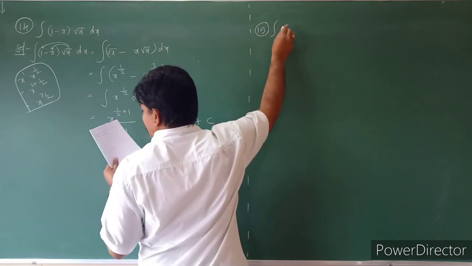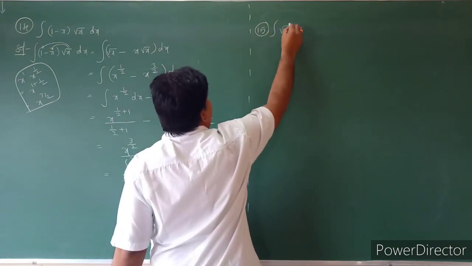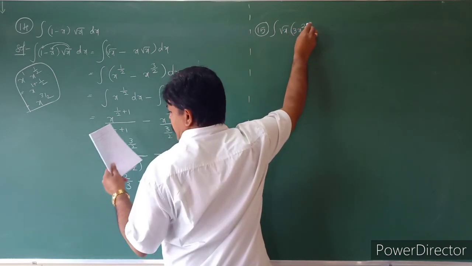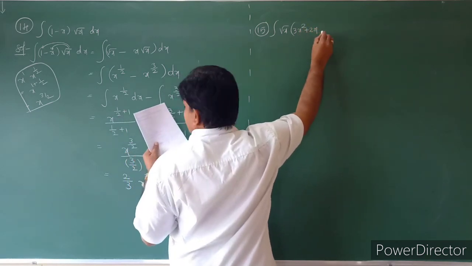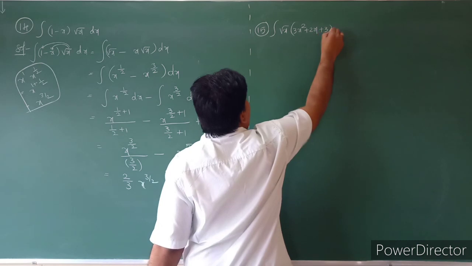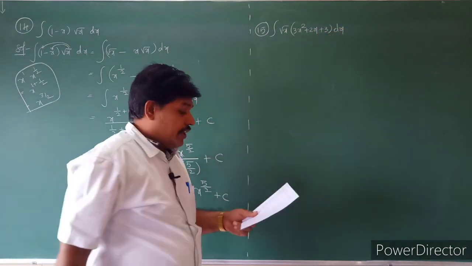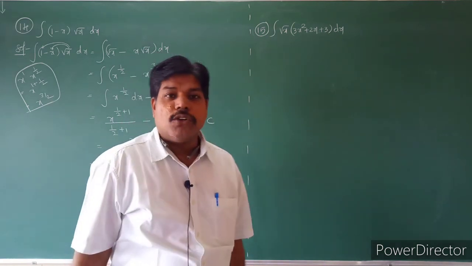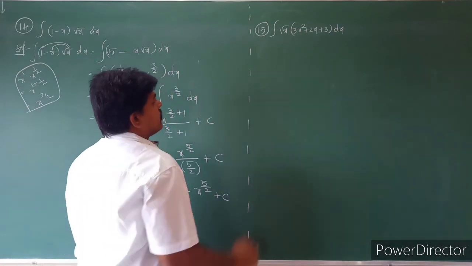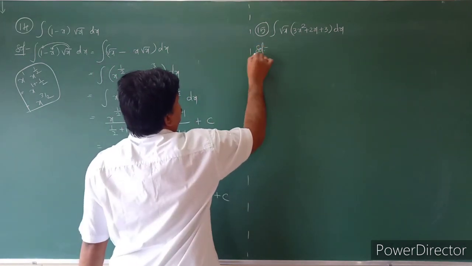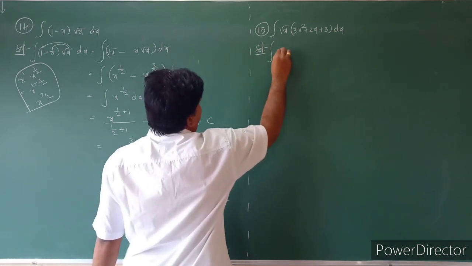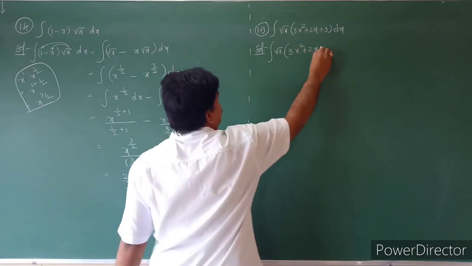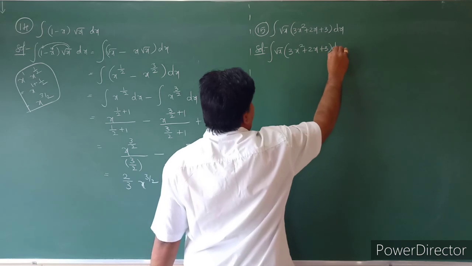Integral of root x into 3x square plus 2x plus 3 into dx. So, integral of root x into (3x square plus 2x plus 3) into dx. Okay, students? See how to solve this question.